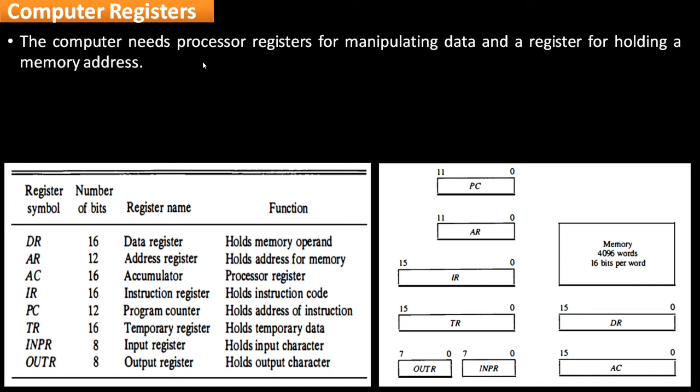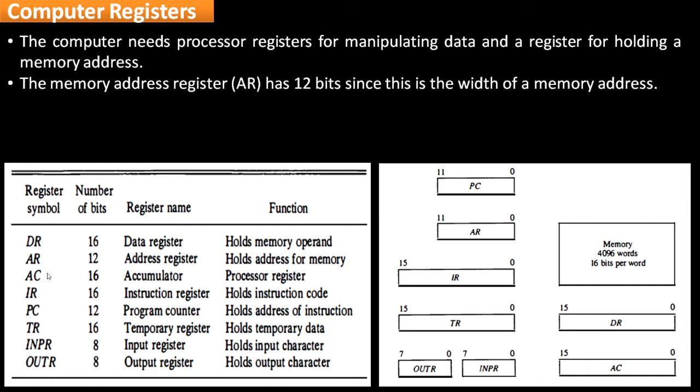Usually the processor registers are used for manipulating data, and there is a register for holding memory addresses. So the address register AR has 12 bits. Here we can see in the diagram it has 12 bits because it is only used to hold the memory address, and we all know there are 4096 locations. So to address 4096 locations we only need 12 bits.